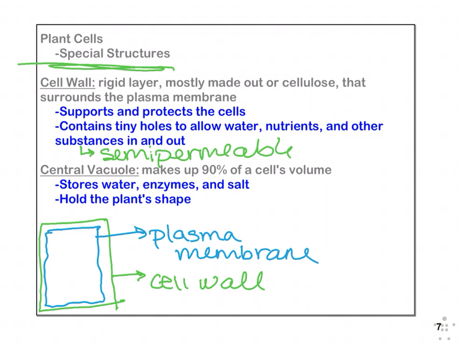Like I said on the previous slide, the central vacuole is a special structure that's just found in plant cells, and it makes up 90% of the cell's volume. So it is like the whole cell. So here would be your central vacuole. It's taking up most of the cell. This again will hold water, enzymes, and salt, and it maintains the plant's shape. If that central vacuole loses too much water, it causes the cell to kind of shrivel in on itself. Does that make sense?